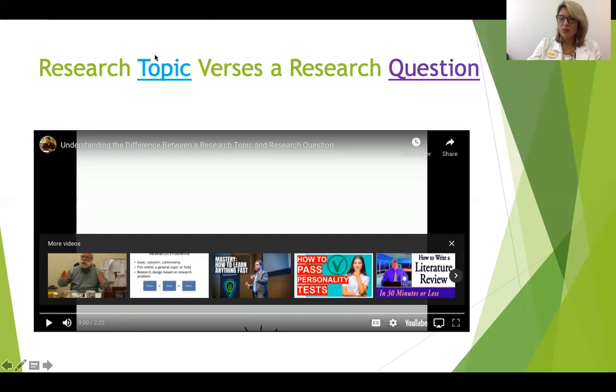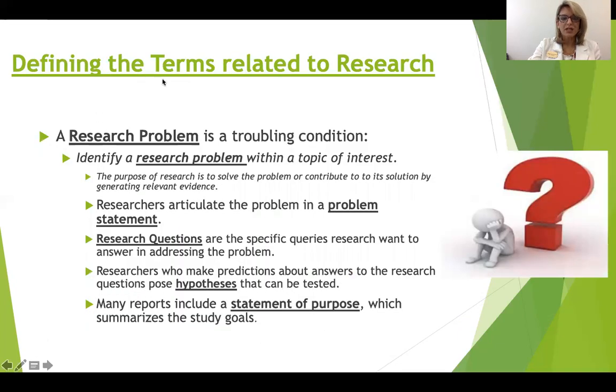Remember, a topic is very broad. The question narrows it down to what you're actually going to research. Now, defining the terms related to research. So again, as a review, a research problem is a troubling condition. Identify a research problem within a topic of interest. So you have your research topic, which is very broad, and then the research problem, which really hones in on what's the problem? Like, what exactly are we looking for here? The purpose of research is to solve the problem or contribute to its solution by generating relevant evidence.